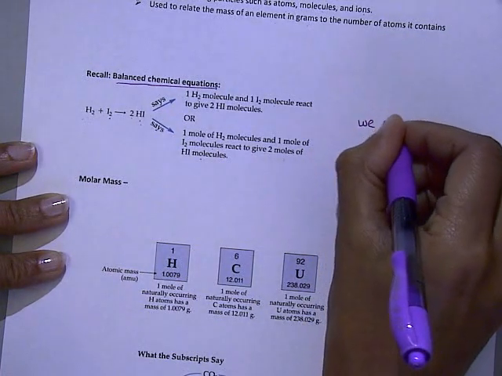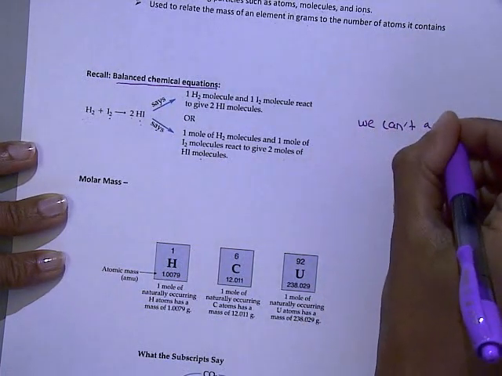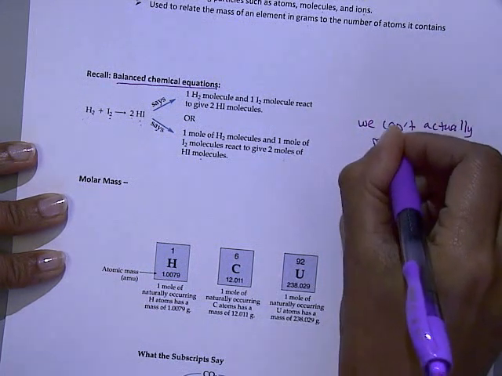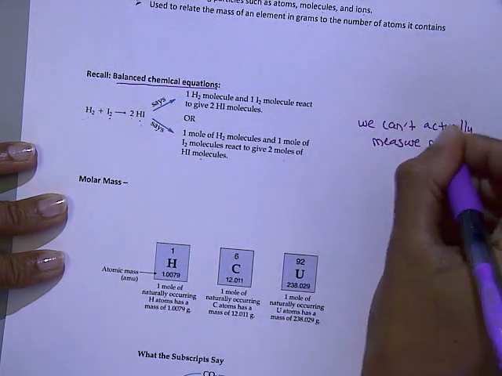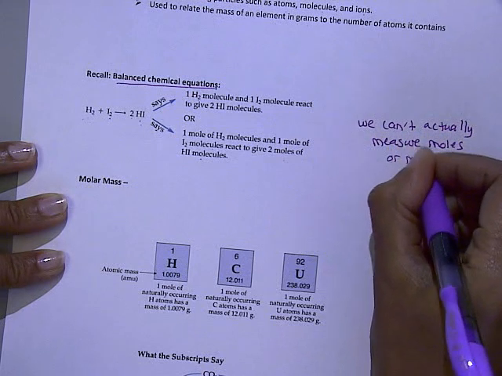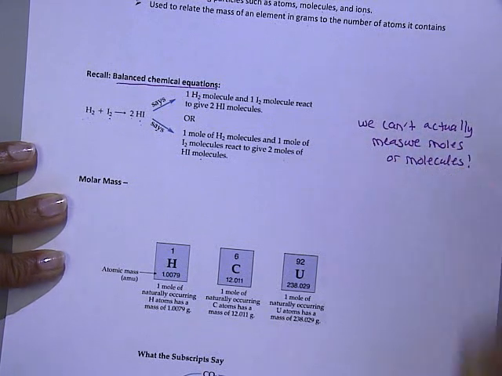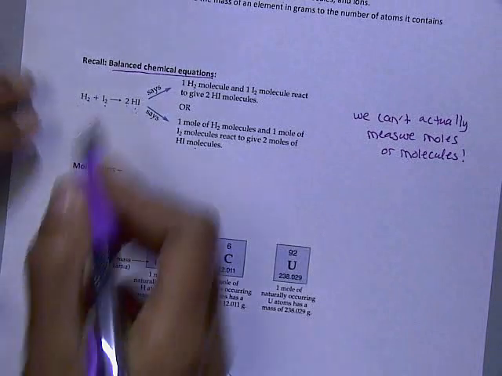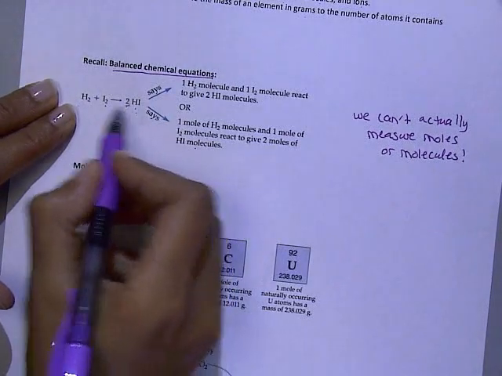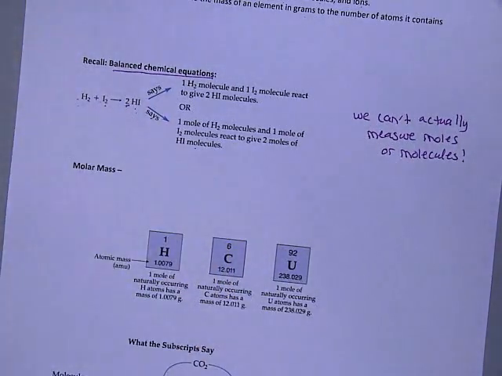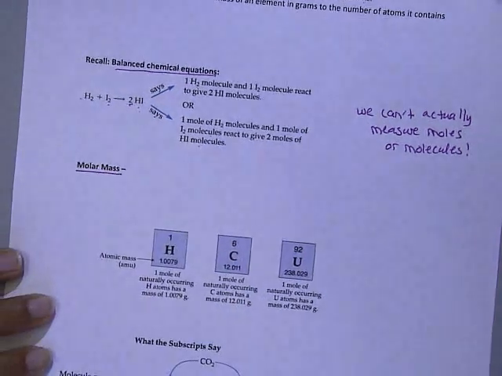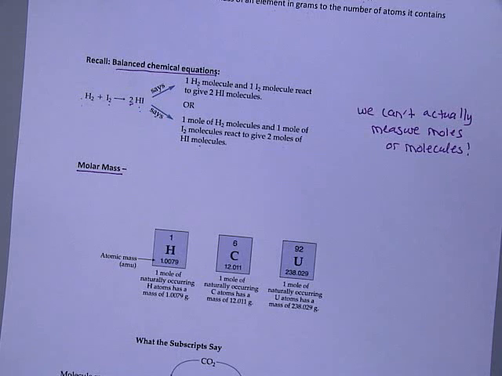One thing that's important to note is that we can't actually measure moles or molecules in lab. So these coefficients are basically saying 2 moles. When we don't have coefficients, it means our coefficient is 1. So 1 mole of X molecule. Since we can't actually measure moles or molecules in labs, we use this concept of molar mass, which allows us to convert from moles to grams.